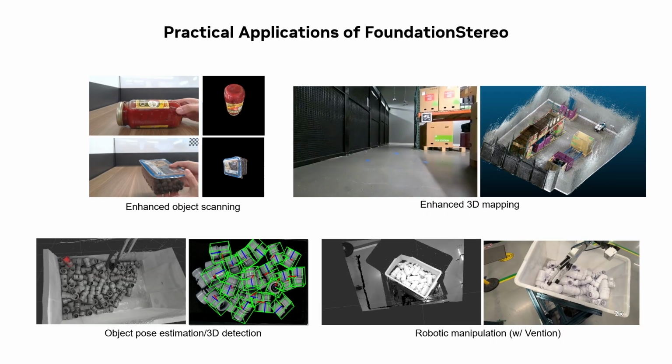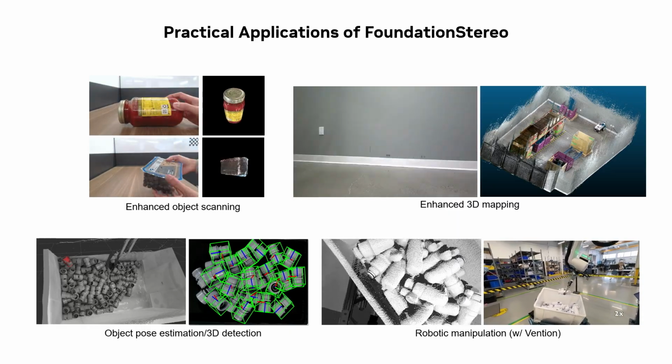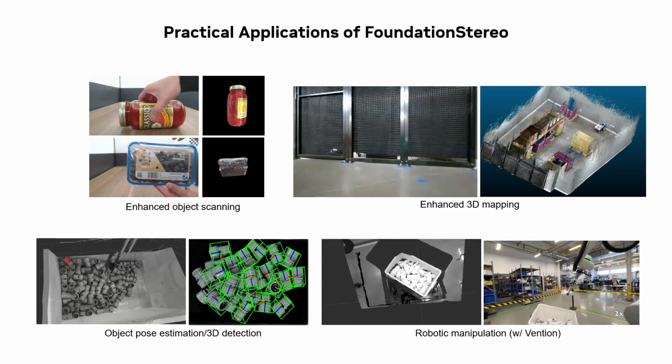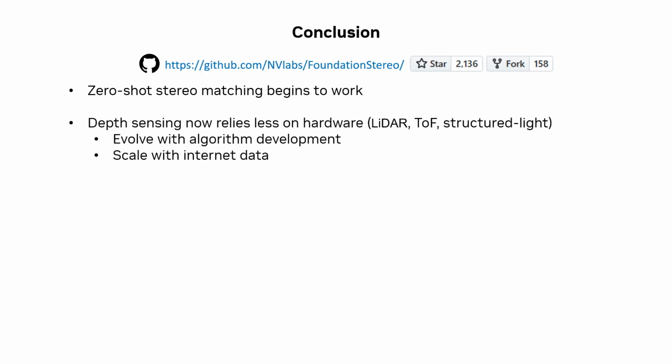We are proud that FoundationStereo has enhanced various downstream tasks, such as object scanning, large-scale 3D mapping, robotic grasping, and manipulation. To conclude, nowadays, zero-shot stereo matching is finally beginning to work. Depth sensing now relies less on the hardware. In the past, it usually depended on the involvement of LiDAR, structured light, or time of flight. Today, we're able to advance with the advancements of the software, like the algorithm and the internet data.